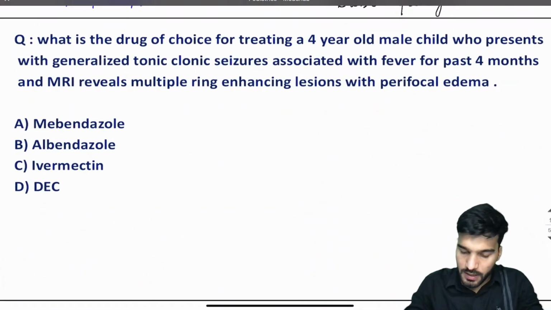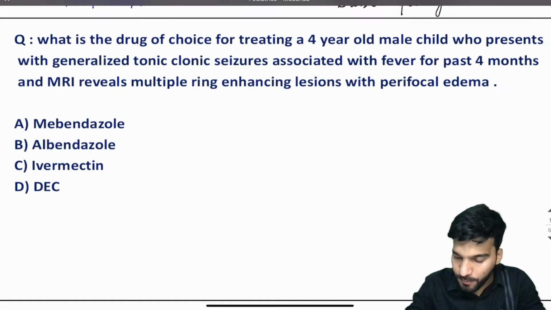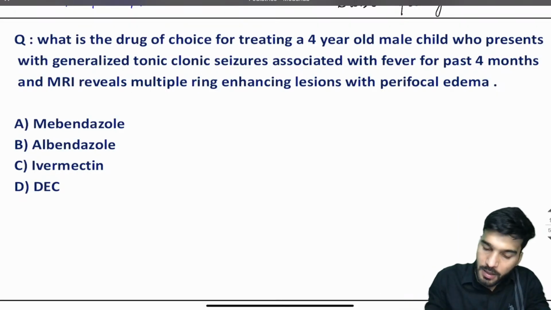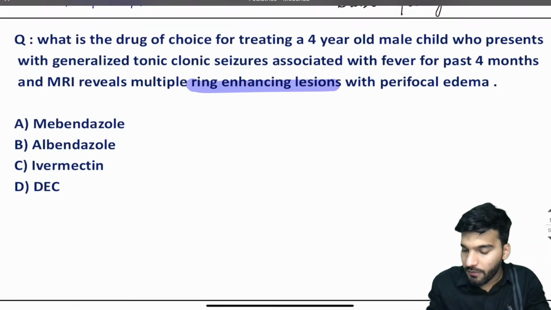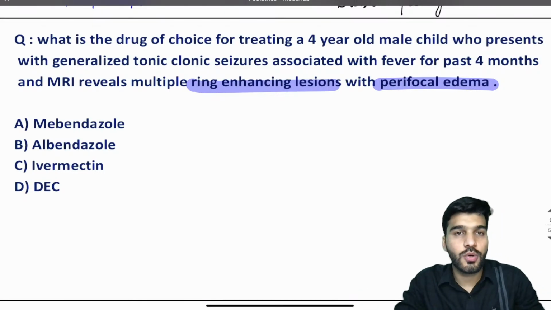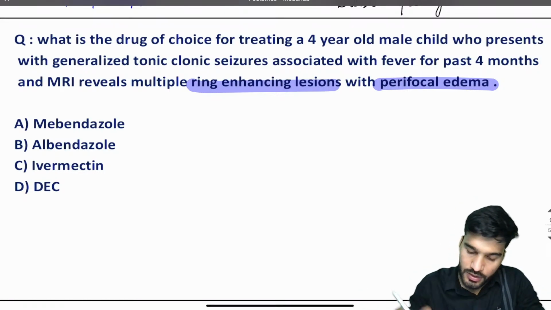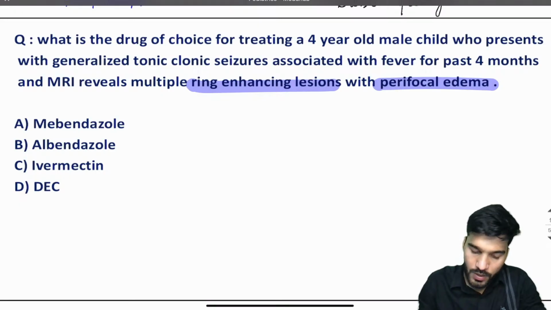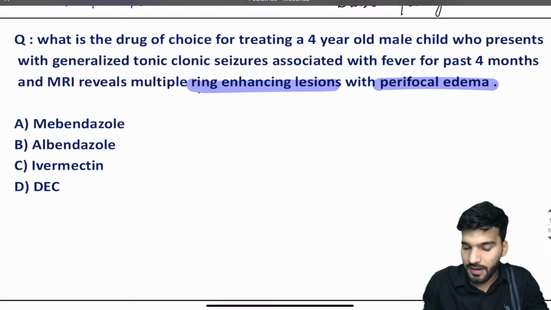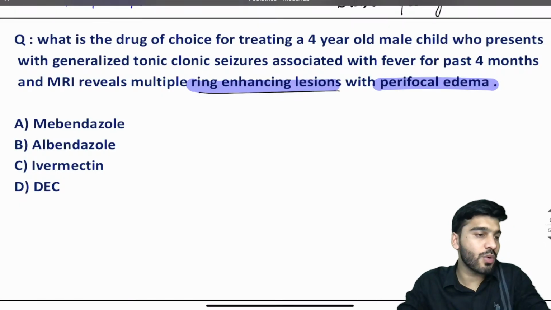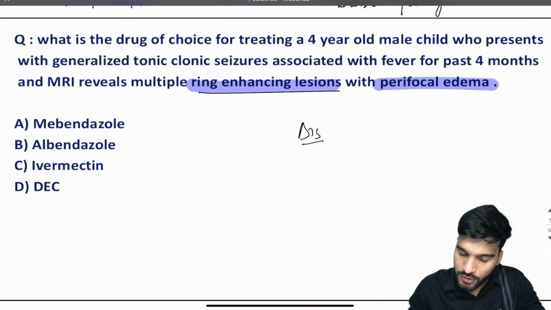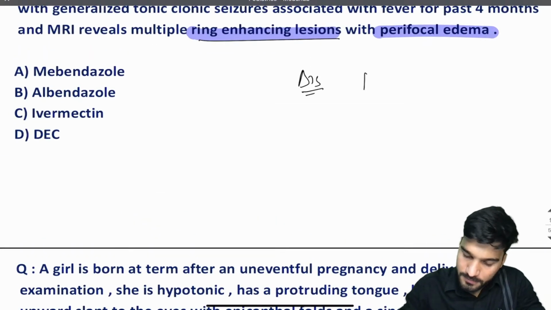What is the drug of choice for treating a 4-year-old male child who presents with generalized tonic-clonic seizures associated with fever for the past 4 months, and MRI reveals multiple ring enhancing lesions with perifocal edema? So what is the diagnosis of the condition, guys? The patient is coming with seizures, and neuroimaging reveals ring enhancing lesions. Write down in the comment section. Very good. So the diagnosis is going to be Neurocysticercosis.